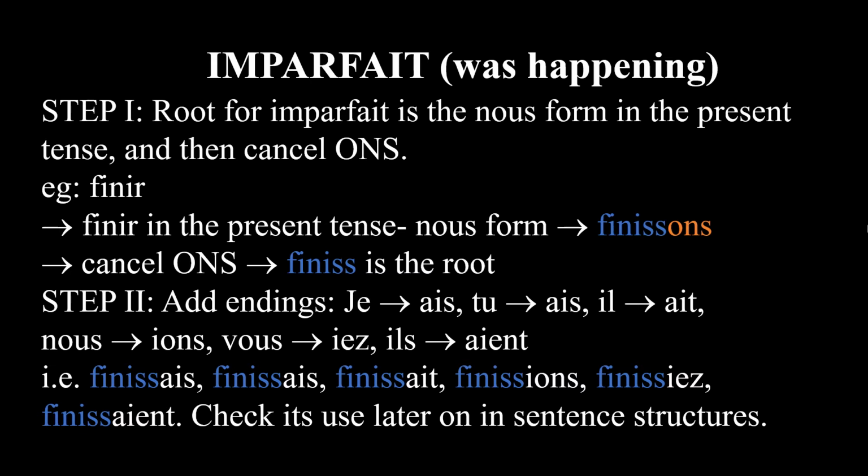Now, how do you get the root of the imperfect? Take the nous form of the verb in the present and then just strike out the ons. So, for example, finir, in the present tense for nous, it is nous finissons. So, cancel out the ons. What is left is the root finiss. You will do this for any verb irrespective of the family in order to get the root. And then you would have to add on the endings of the imperfect tense, which are ais, ais, ait, ions, iez, and aient. And that is how you form the imperfect.